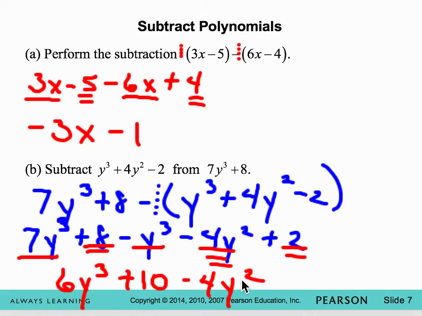Okay, so I got a trinomial. It's a third degree trinomial. Its coefficients are 6, 10, and negative 4. And the constant term is 10. It is not in descending order. This one is in descending order. This one's a binomial. Coefficients of negative 3 and negative 1. Degree of the polynomial is 1.